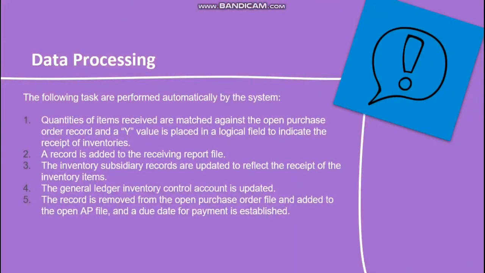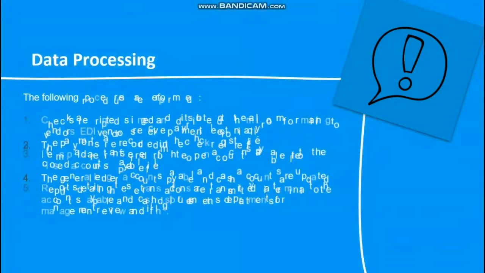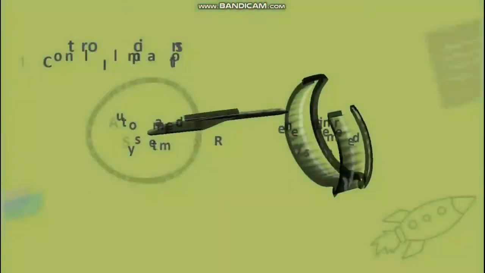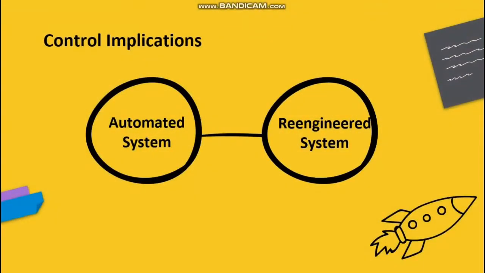I'm not going to read all of them, but you can find them in the soft copy of the module. But basically, they applied a re-engineered system to their company to cater to their needs and to be able to save money and time. However, we can't avoid technology control issues. That's why we're going to compare the difference between an automated system and a re-engineered system.